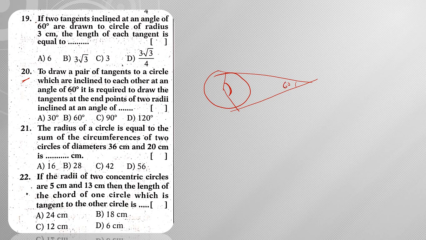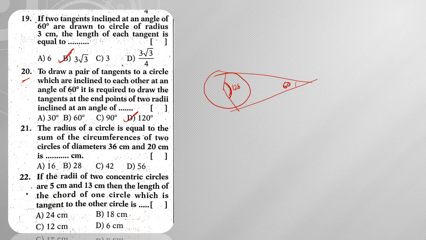So already we know if this is 60 degrees, then this will be the supplement of 60 degrees, which is nothing but 120 degrees, right? So the angle between the two radii is 120 degrees. Next, this is already 3 root 3, which we have discussed previously.